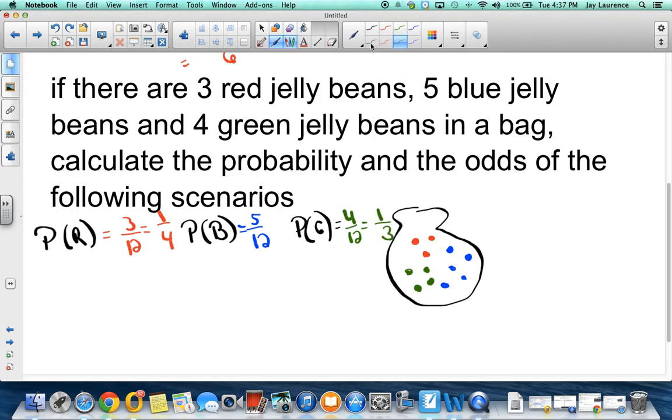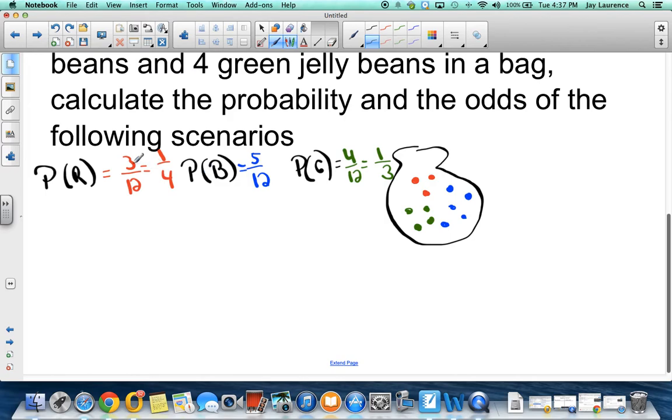Okay, now, what's the probability? And we're going to do 2 types. We're going to do with replacement and without replacement. By the way, if I wanted to do odds, I would just do like 1 out of 3. For the blue one, I would do 5 out of 7. For this one, I would do 1/2.